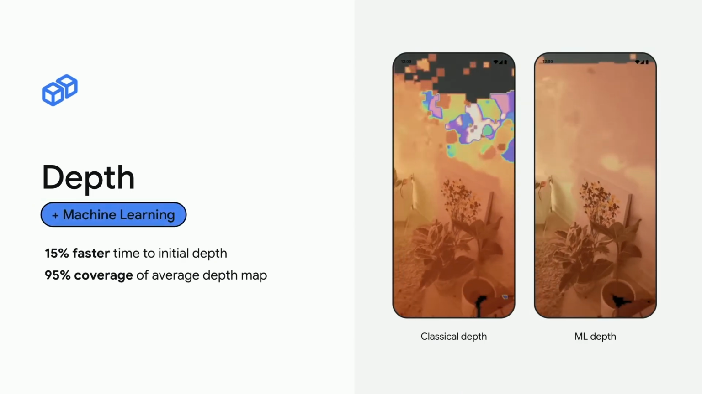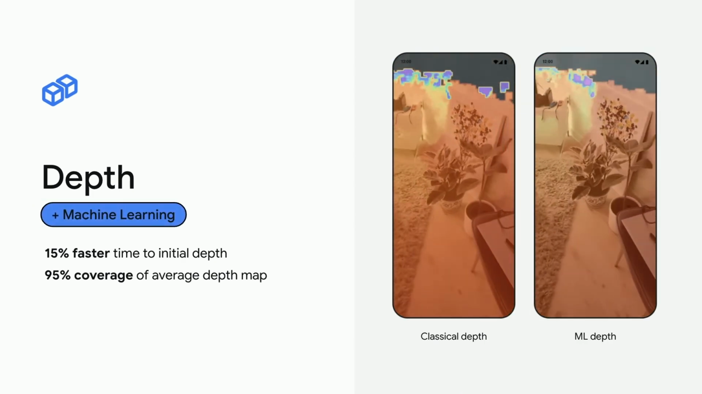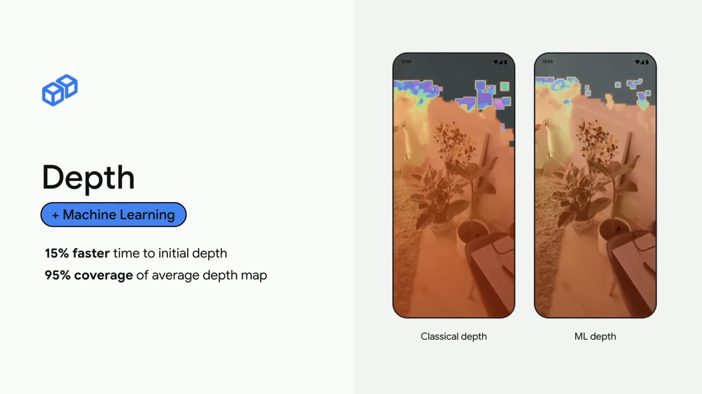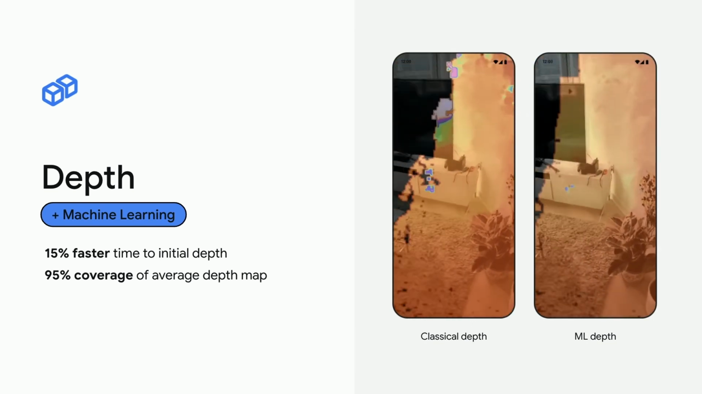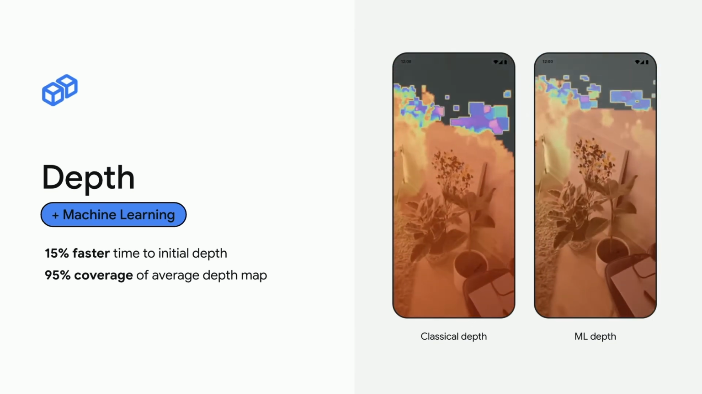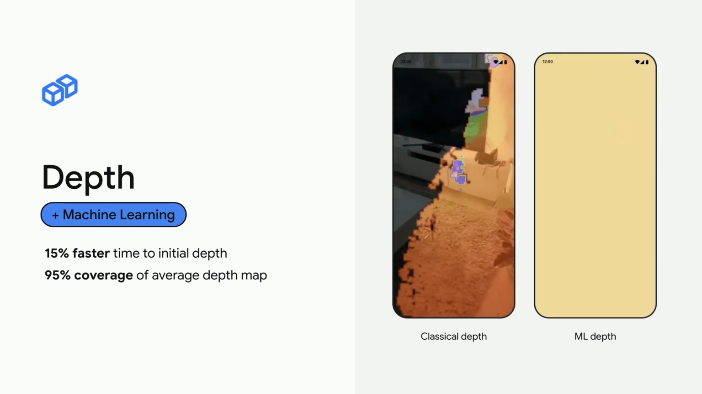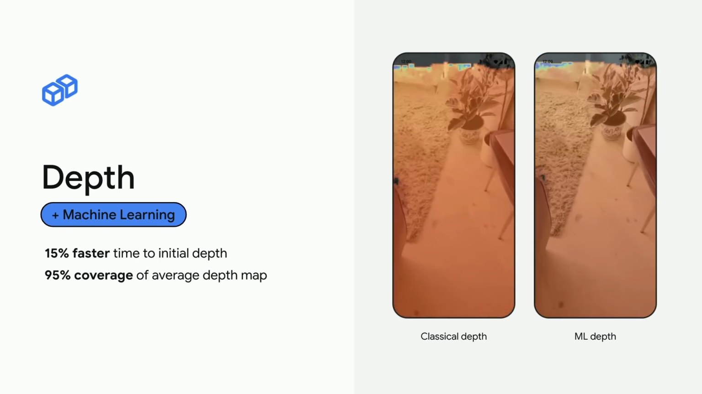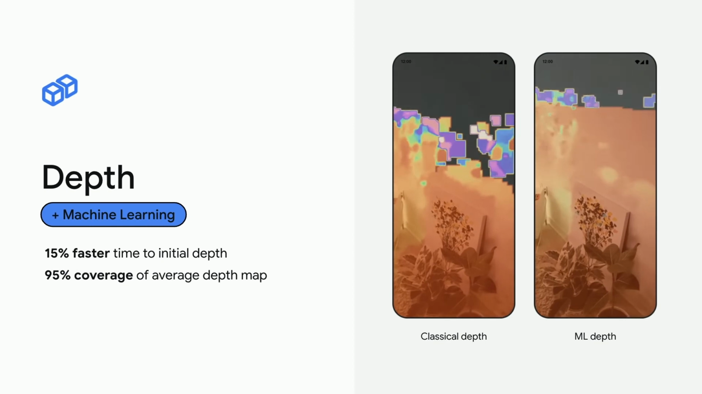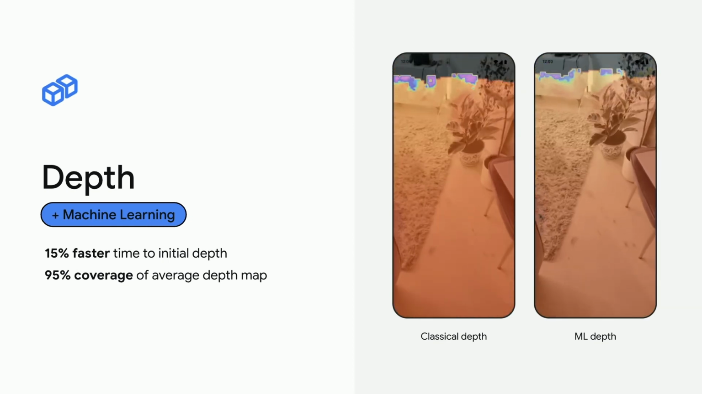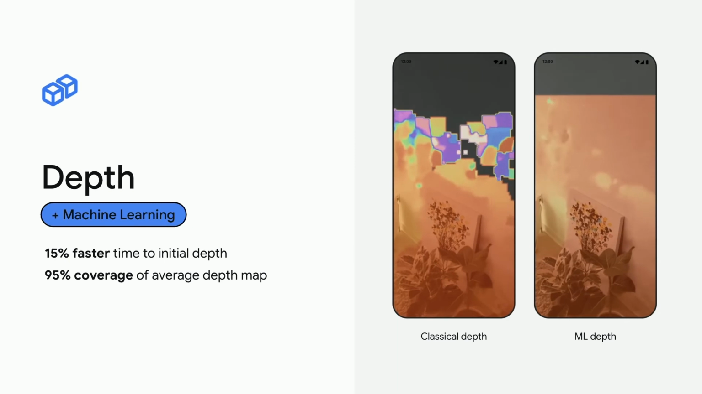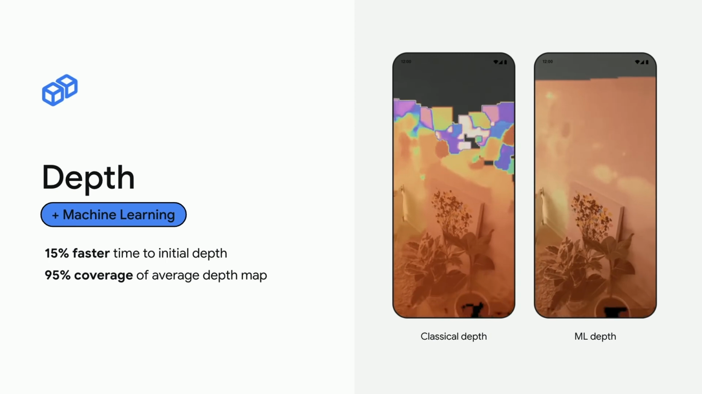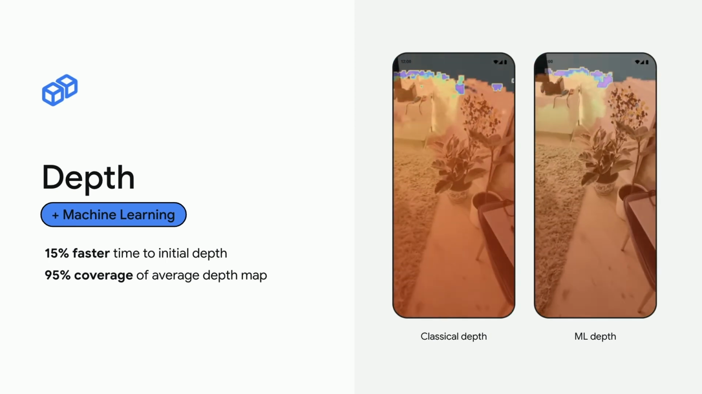Here, too, we've leveraged machine learning to improve the speed and coverage of depth. The average time to initial depth is reduced by around 15%. The average overall coverage of the depth map is now at 95% and is dramatically improved on surfaces with minimal texture, as you can see on the empty white wall and on the black TV. These are places that classical depth would struggle with due to a lack of visual features. Depth coverage is now comparable to the amount of coverage in dedicated depth hardware.